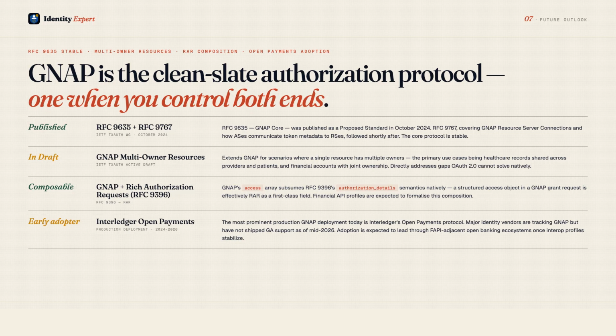If you are designing a greenfield authorization system today and you control both the authorization server and the clients, GNAP gives you one clean protocol instead of OAuth 2.1 plus 5 extensions.